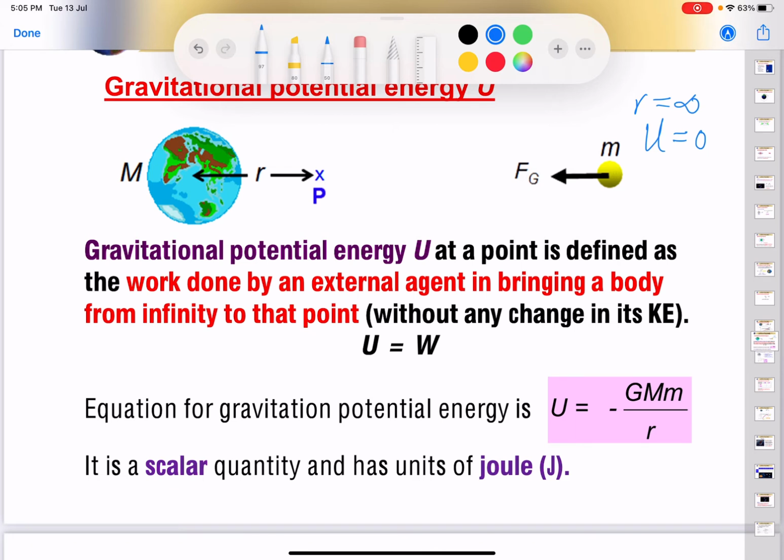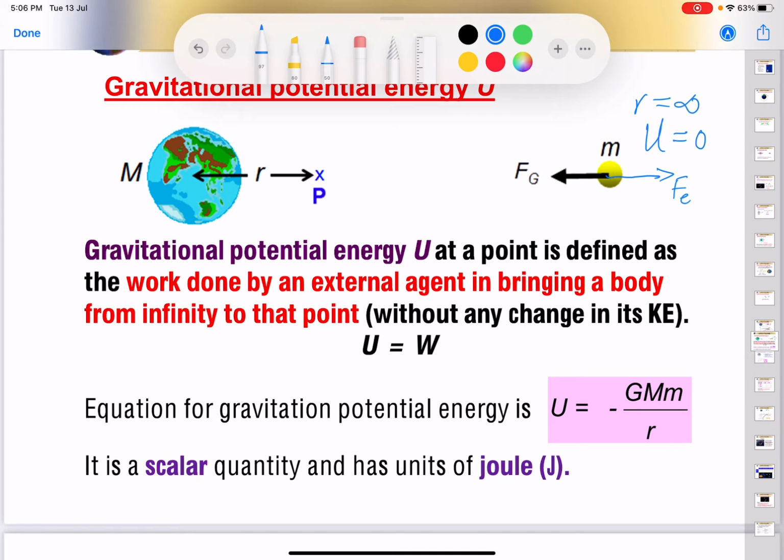Under the influence of the gravitational force Fg, the yellow mass will accelerate and move faster and faster. In order for it to move without any change in KE, we will need to have another force that's exerted by an external agent to balance Fg, such that it can move without any change in KE.